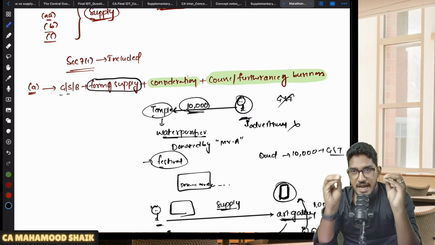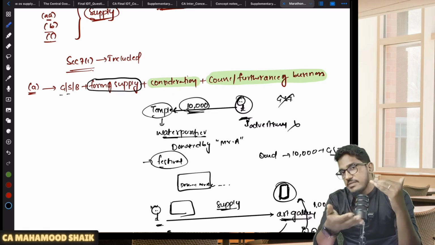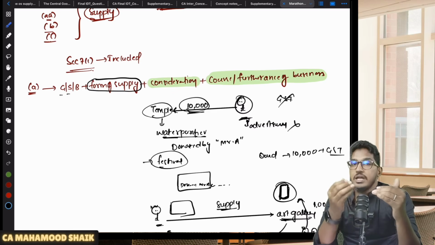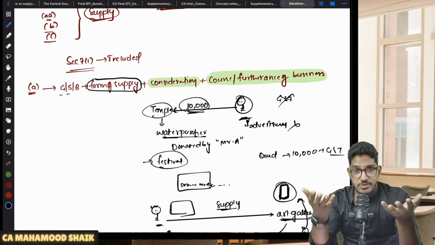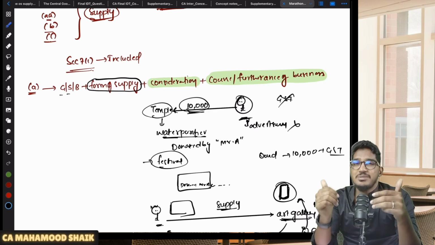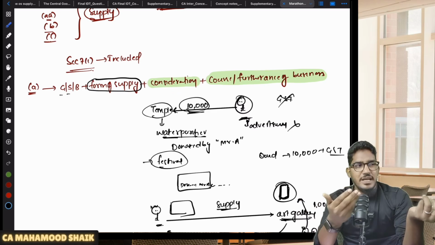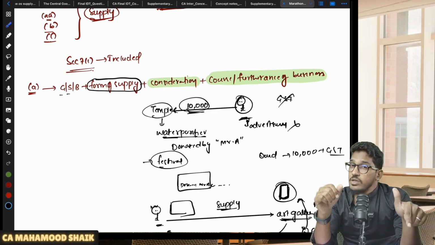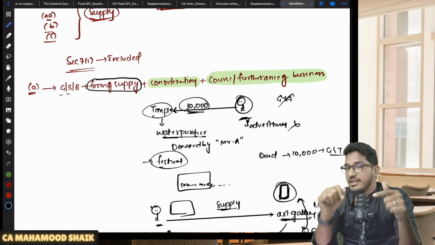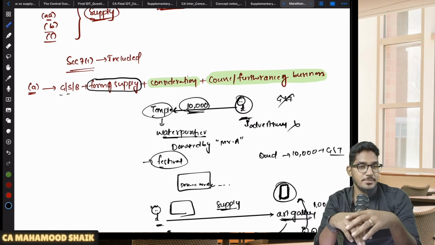So like that, an activity in order to qualify as supply under section 7 subsection 1 clause A, it must be in the course or furtherance of the business. Sir, I am a business person. I have purchased all the assets. My business has been closed out. I am selling all my assets, sir. Whatever pending assets, whatever left out assets are there that I am selling, sir. Is that also in the course or furtherance of business? Yes, that will also be in the course or furtherance of the business.